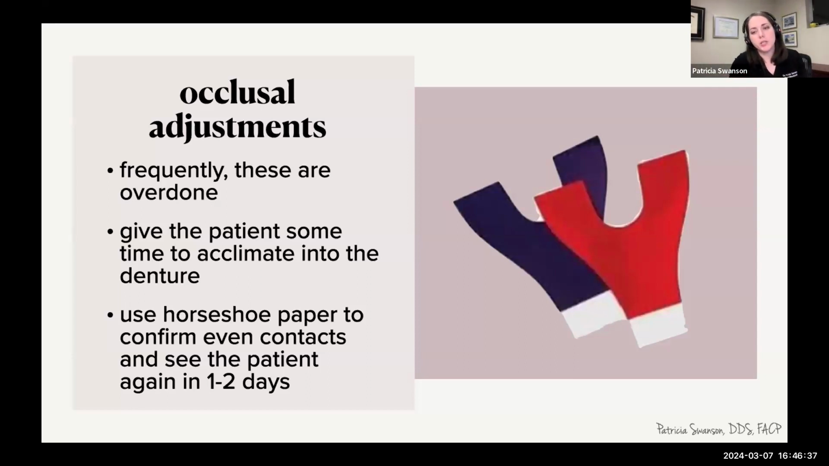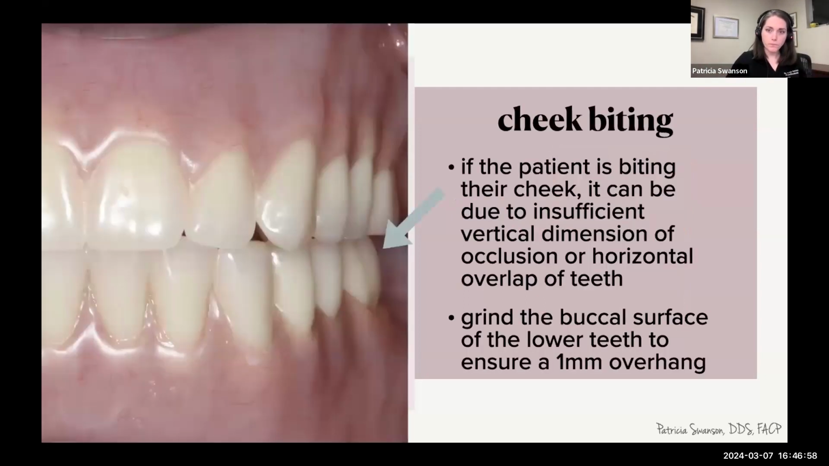I like to see the patient 1 to 2 days later after they've settled in. And this is when I use horseshoe articulating paper just to make sure it's even contact. And then I see the patient again in 1 to 2 days. I don't use horseshoe articulating paper on anything fixed, any operatives, anything like that. I use AccuFilm because it's thinner, but I do like to use horseshoe for my initial denture.